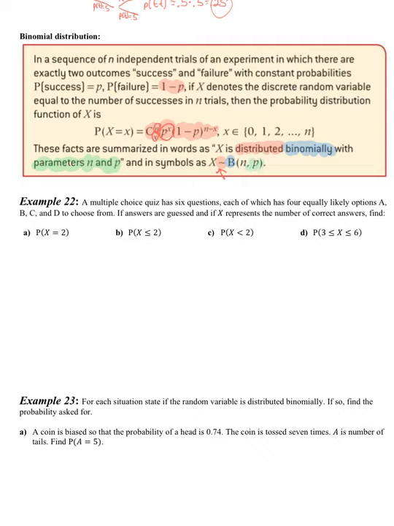So our first example today, example 22, says, hey, you have a multiple choice quiz. It has 6 questions on it. Each of the questions has 4 options, A, B, C, and D to choose from. If answers are guessed and X represents the number of correct answers, find the probability that you got 2 correct answers out of a total size of 6.